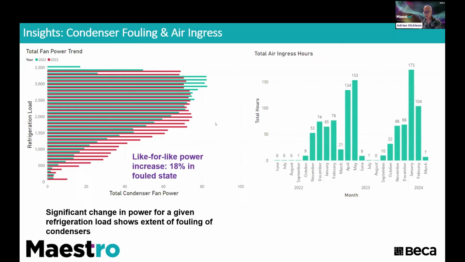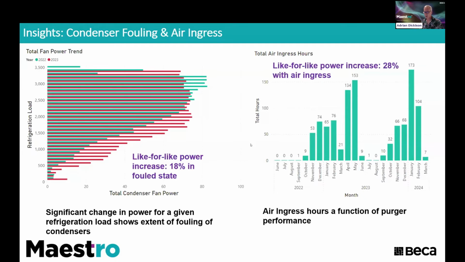In the same vein, air ingress, although it happens, is not as insidious as fouling, and it happens episodically. We can also see immediately when air ingress is an issue, and that's really a function of purger performance if you have a purger. What we know there is that under like-for-like conditions, the power increase under air ingress conditions is typically of the order of 28%. So, a significant penalty if you allow air ingress to continue for a sustained period.